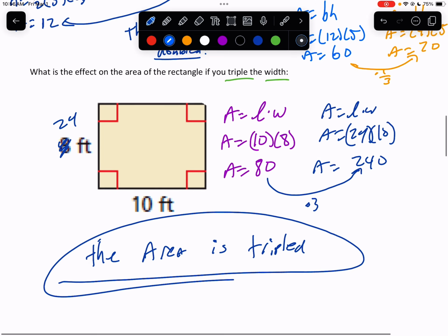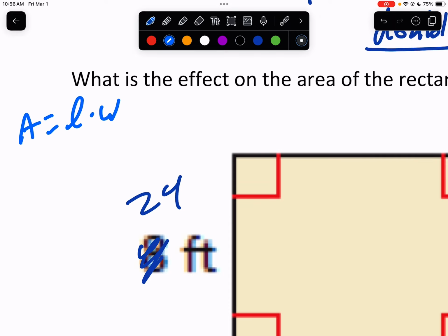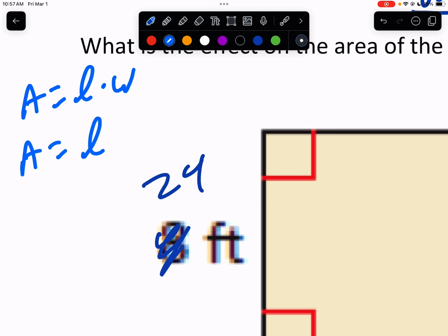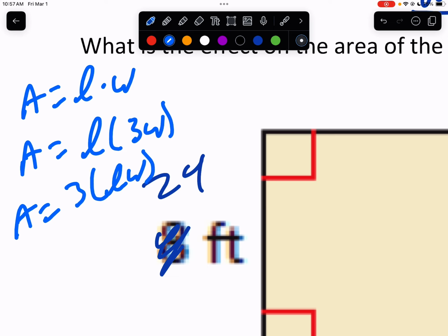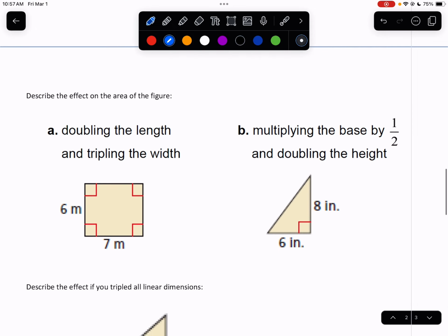Let's look at it based off the formulas. If I said area equals length times width, and then I told you to triple the width, wouldn't that be length times triple the width? And we can rearrange this to be 3 times length times width. Isn't this just 3 times the original area? Yes. So in all 3 of these examples, you did not need a picture.